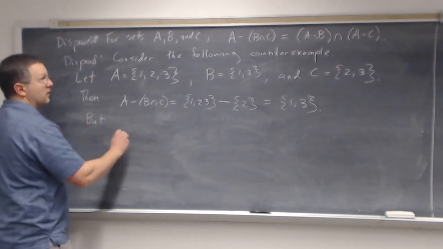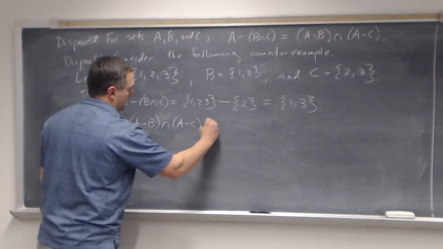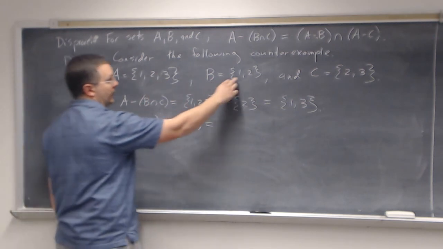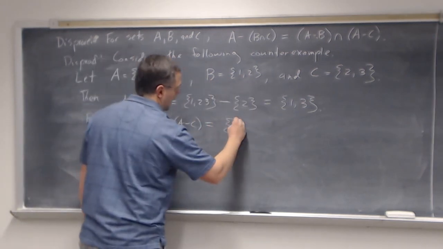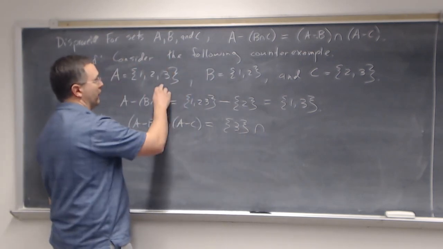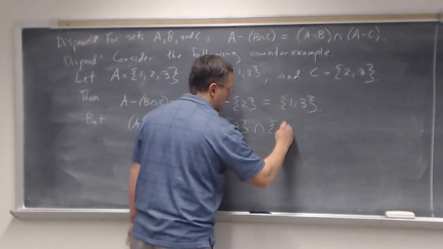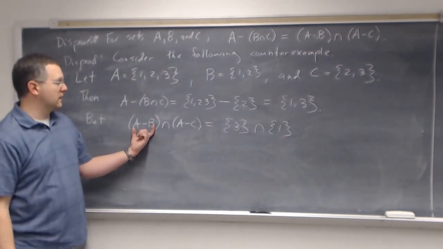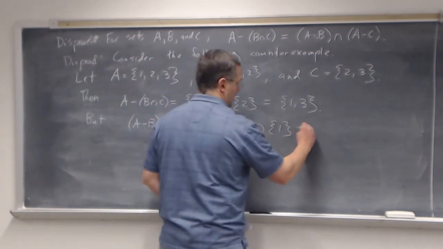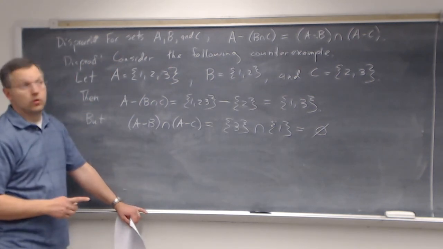But the right-hand side, so A take away B, well, A is 1, 2, and 3, and I take away the numbers 1 and 2. That's the set with just 3 in it. Intersect A minus C, so if I have 1, 2, and 3, and I take away 2 and 3, I'm just left with the number 1 in this set. Okay, so this is the set containing 3, this is the set containing 1. So what's the intersection of these two sets? The empty set. So clearly the left-hand side and the right-hand side are not equal in this equation.